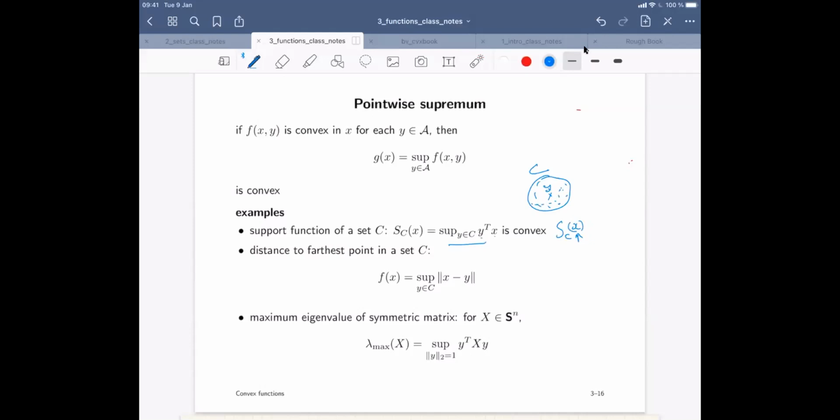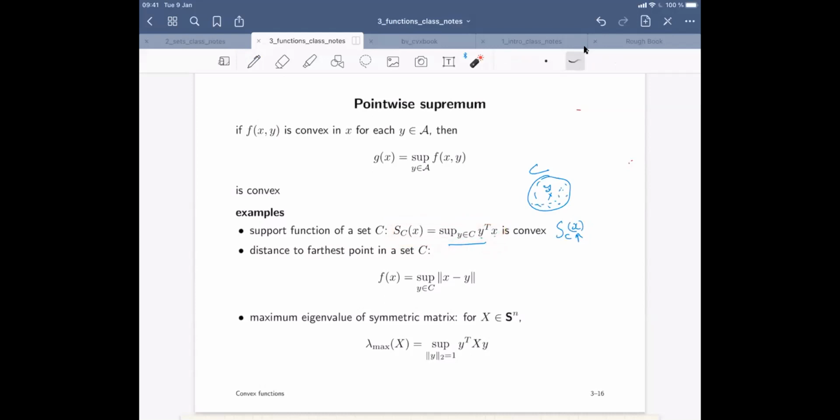We don't go into detail about where this is applied. Just understand that this is an example of how the supporting function is defined. Now the question is whether the supporting function is convex or not. We can say that this is a pointwise supremum and hence this is convex.